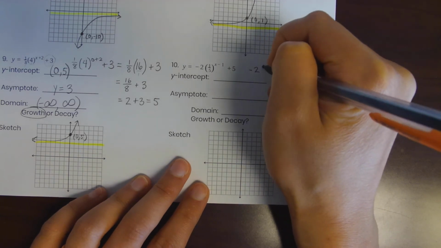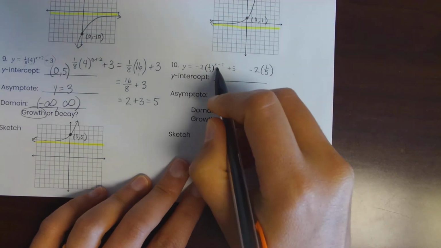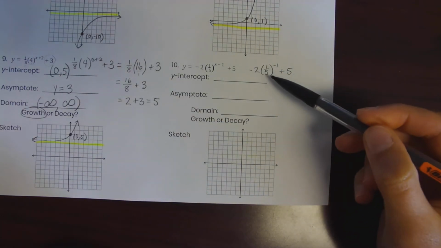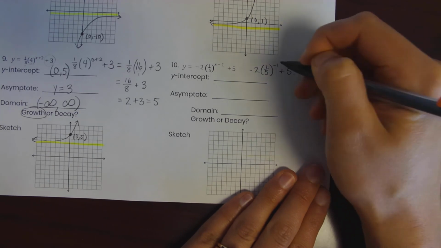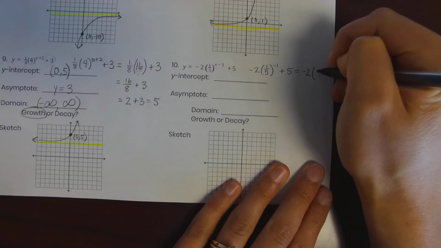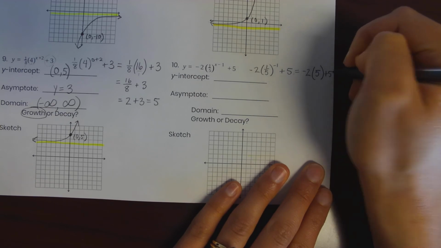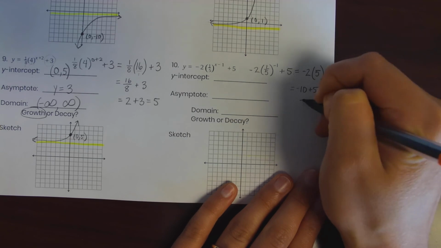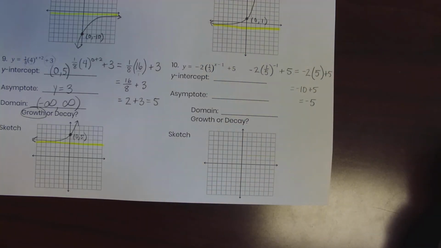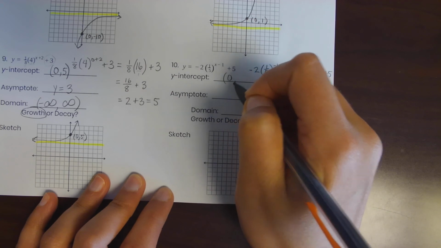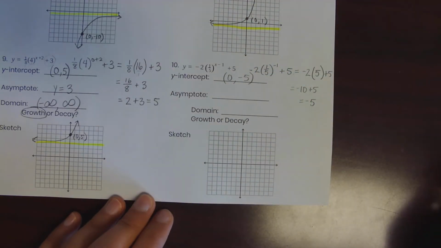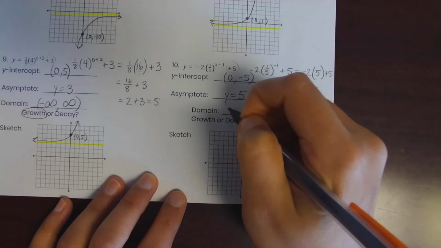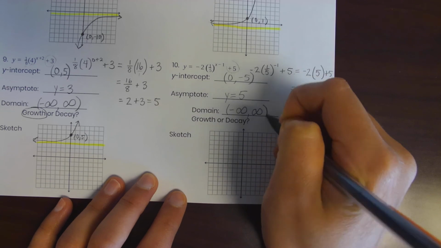All right, and the last one, we have to find our y-intercept. So this will be -2, 1 over 5, 0 minus 1 is -1, plus 5. Okay, so this 1 over 5 is going to flip because I have a negative exponent. So this will be -2 times 5 plus 5. -2 times 5 is -10 plus 5, which is -5. My y-intercept will be 0, -5. My asymptote is this number here, y equals 5. And the domain, I can plug in any value again for x.